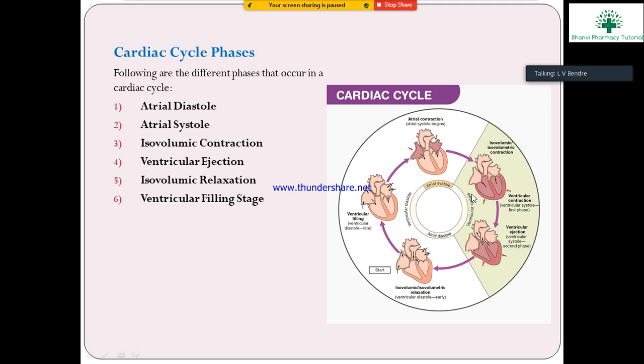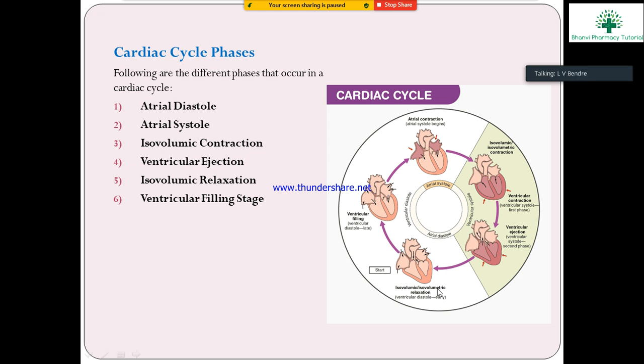Next is ventricular systole. After the isovolumetric contraction takes place, ventricular contraction takes place. The blood comes out from the ventricle, that is ventricular ejection. This is the second phase: isovolumetric contraction and ventricular contraction. This is the phase of ventricular systole.